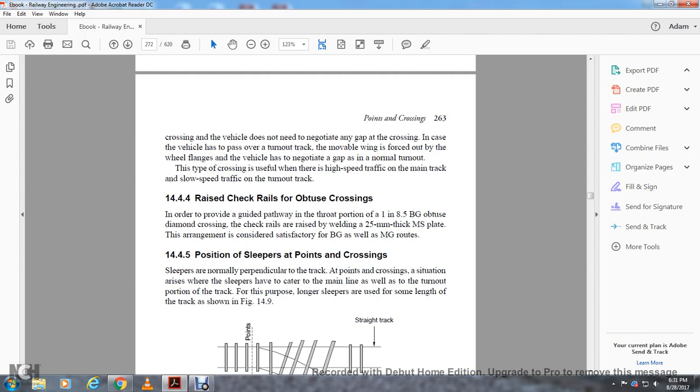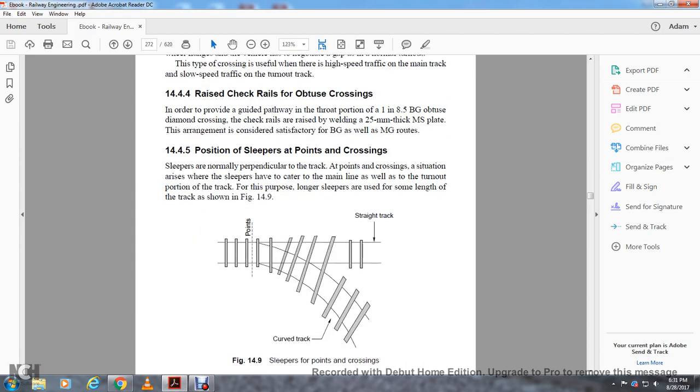14.4.4, raised check rail and the raised obtuse crossing. In order to provide a gauge pathway with route position 1 in 8.5 broad gauge obtuse diamond crossing, check rails are raised by a 25 millimeters thick MS plate, with arrangement considered by the manufacturer for broad gauge as well as meter gauge routes.